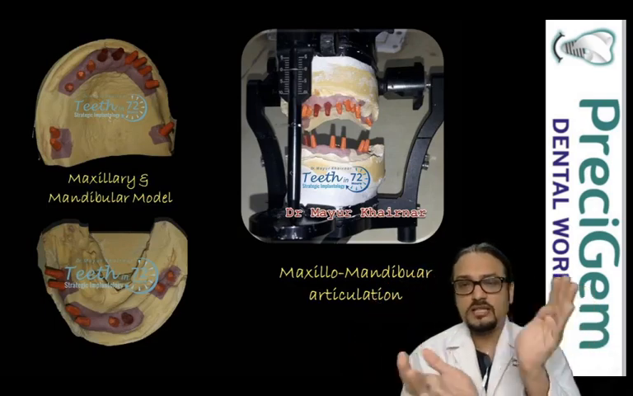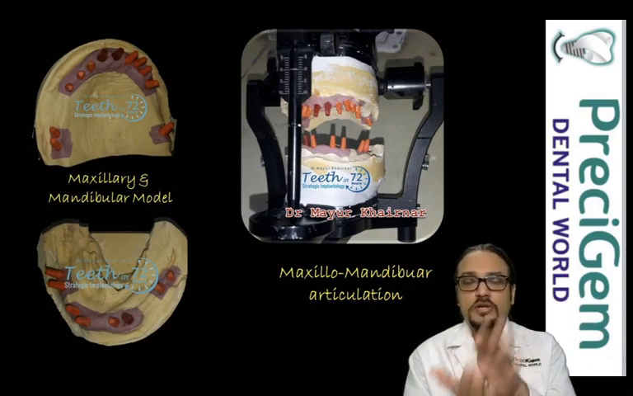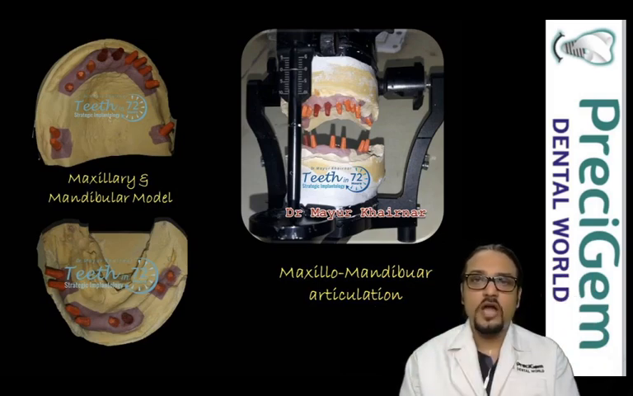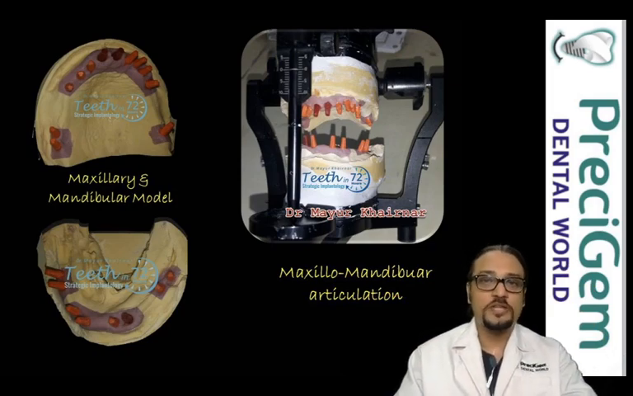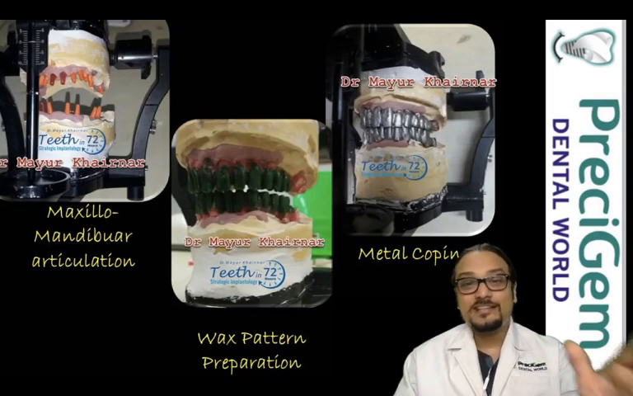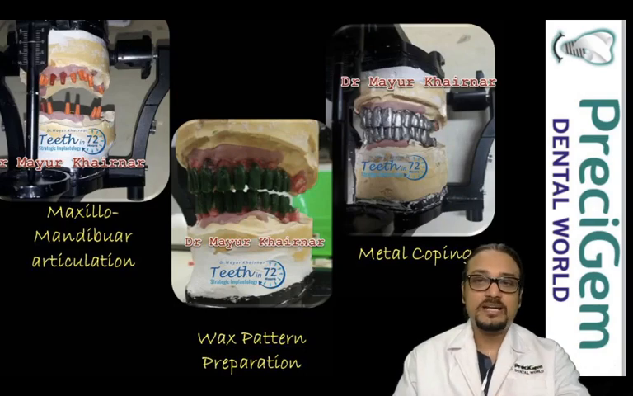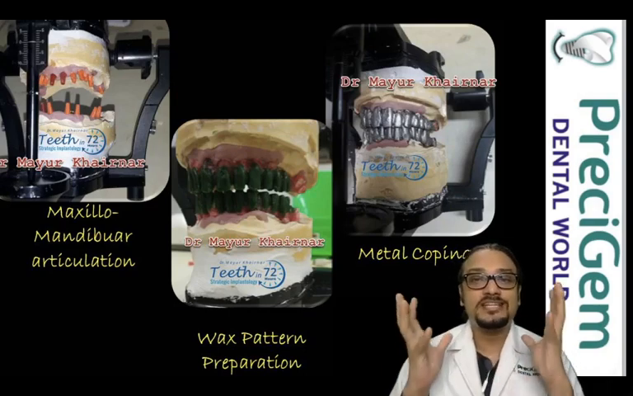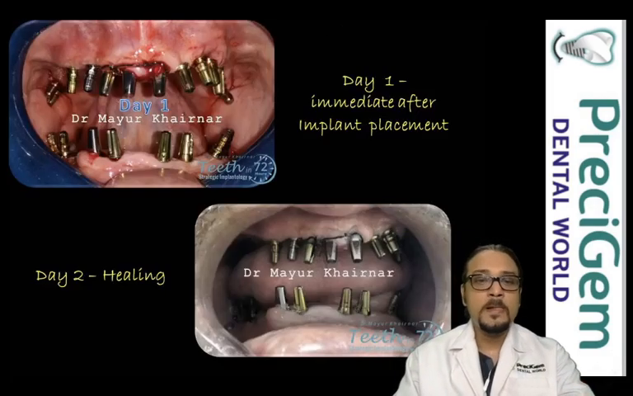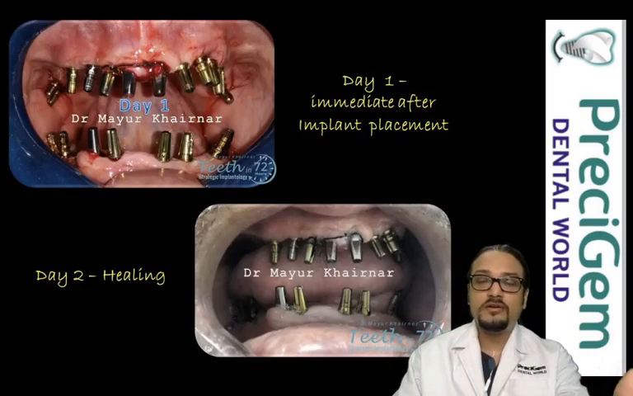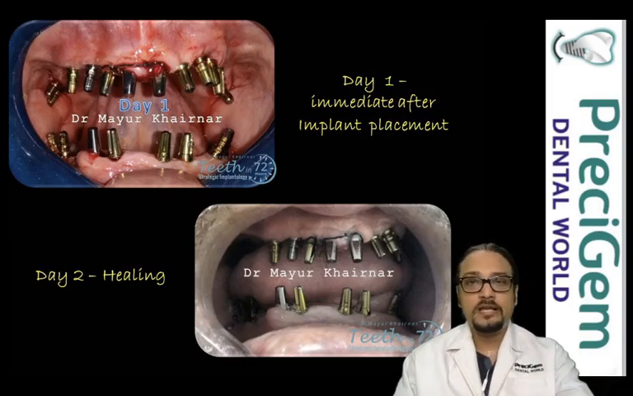It is nothing but similar to your jawbone. It opens and closes like your jawbone, like how you open and close. So it mimics that particular thing, and over that they fabricate something called a wax pattern, followed by the skeleton of your teeth, which is called a metal trowel. So you see, that is day 1 and day 2 healing, and usually on day 2 we call the patient, we check the healing totally.